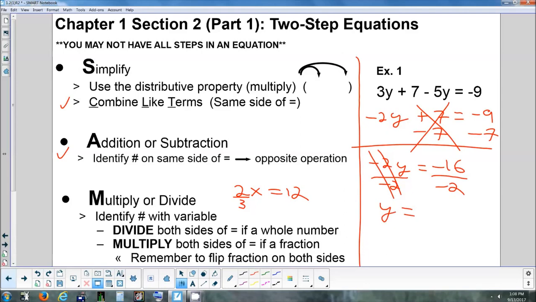So we reviewed this, I think last Friday. Negative divided by negative gives me a positive. 16 divided by 2 is 8. Okay, so that problem had really 3 steps. Combine like terms, subtraction, division. Okay, 3 steps. Any questions on that one?